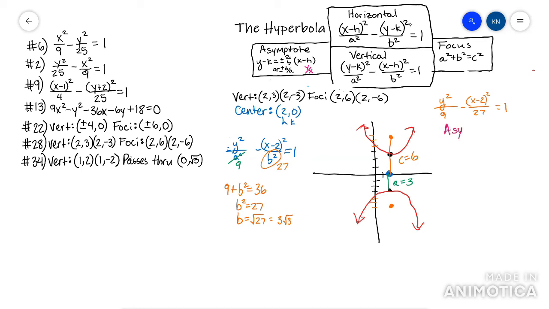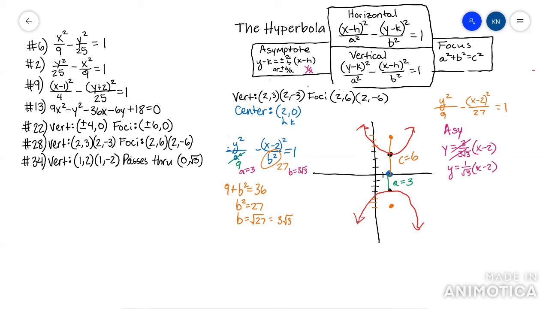Well, you would still use y minus k, so y minus 0 equals, I need y over x, so that's going to be a over b here. So a over b would be 3 over 3 root 3. Remember, a is not 9, a is 3. B is not 27, b is 3 root 3. And then x minus h would be x minus 2. And then you could reduce this and call it 1 over root 3 (x minus 2).